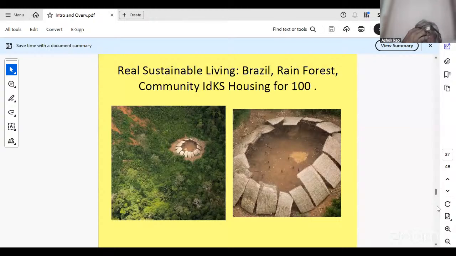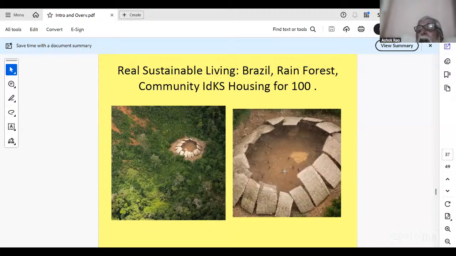All said and done, all these knowledge systems are unsustainable. The real sustainable knowledge systems are what you find here. This is in Amazon. This is a community housing for 100 people. You see, almost 20 families, on average 5 people per family, stay here. There are no walls and the common space belongs to everybody. Only the families reside below the roof.